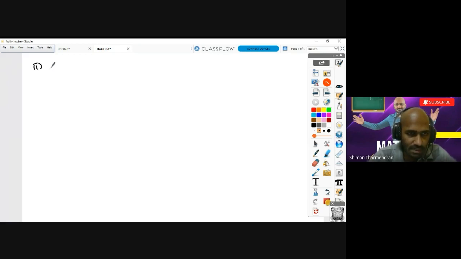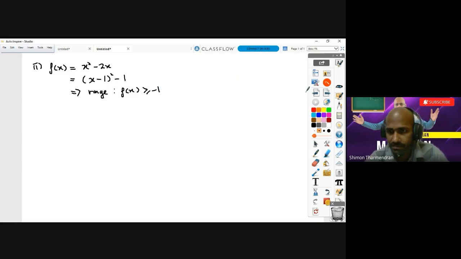So to get the range for f of x, again we have f of x equals x squared minus 2x over here. We've got to complete the square since it's quadratic. So we have x minus 1, the whole thing squared, minus 1. So therefore, the range of the function f of x, or y, has to be greater than or equal to minus 1.